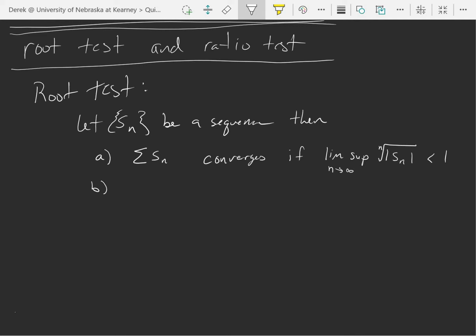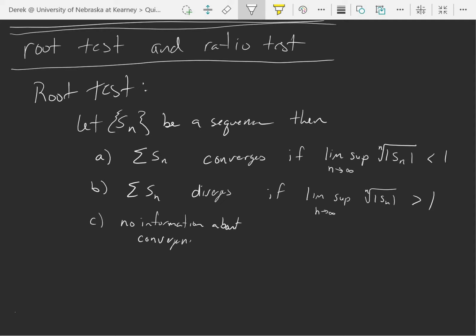Okay, it diverges if that same thing, the lim sup of the nth root of the absolute value of S sub n as n goes to infinity, is bigger than 1, and it doesn't say anything at all. There's no information gained about convergence or divergence if it's equal to 1. So there's no information about convergence if the lim sup as n goes to infinity of the nth root of the absolute value of S sub n is equal to 1.